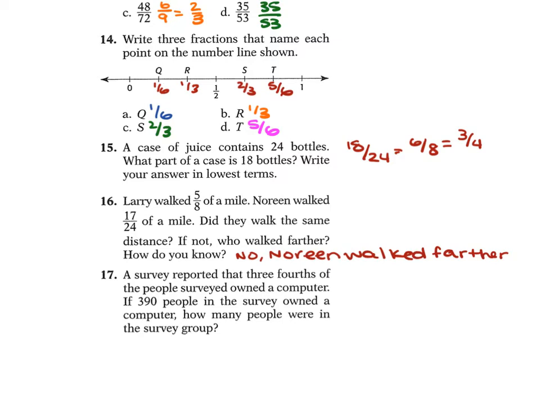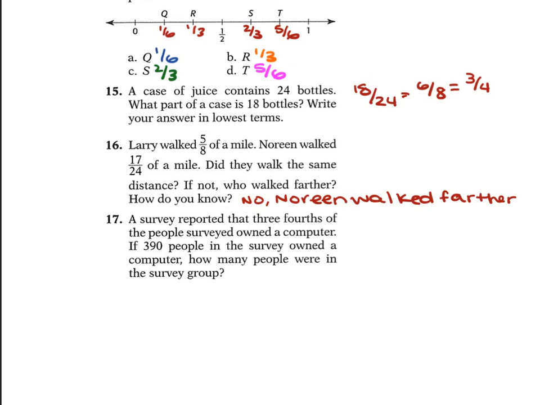17 says a survey reported that 3/4 of people surveyed owned a computer. If 390 people in the survey owned a computer, how many people were in the survey group? So it's telling you 3/4 is equal to 390 out of the total. So we're finding x. We can say to ourselves, 3 times what is 390? Well, 390 divided by 3 gives us 130. So we're going to multiply that 4 by 130. And that gives us 520 people.